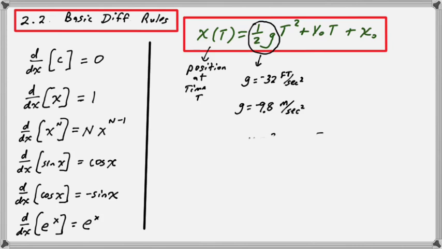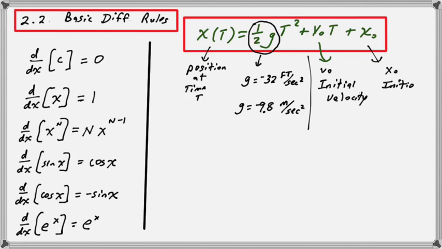Also, anytime you see a sub o, like this right here, v sub o, the sub o means initial. So that's initial velocity. And x sub o, x is the height, sub o means the initial. So that's the initial height or initial position. So I'm trying to explain what all of these mean. The other thing is x of t is usually called the position function.